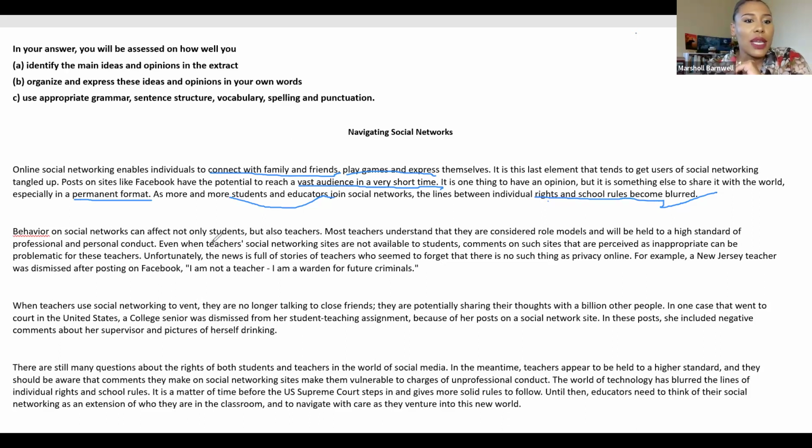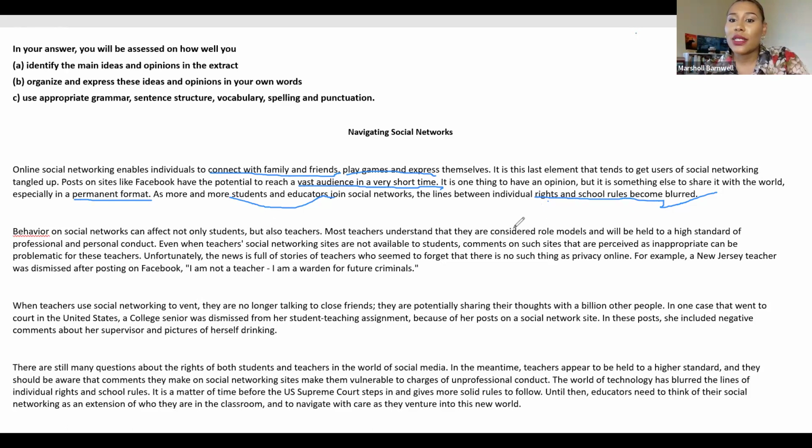Behavior on social networks can affect not only students, but also teachers. We already stated that in the beginning. You don't need to state that again. This is where you would see repetition or redundancy. It is important for the writer to repeat, to keep the reader constantly engaged, constantly reminded. But in the summary, you don't need to constantly restate.